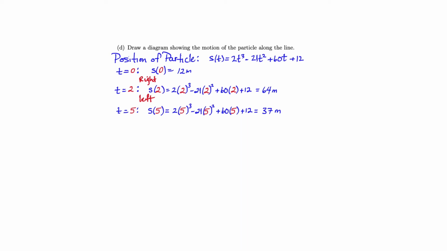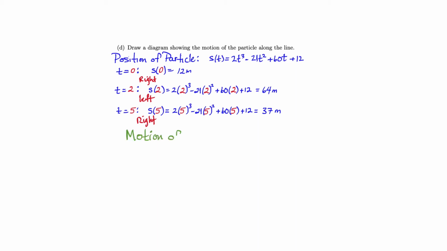It's gone from 64 meters back to 37 meters. And those are the only places where it stops. So now we know that after t equals 5, it starts moving right again, and it just goes on forever to the right.